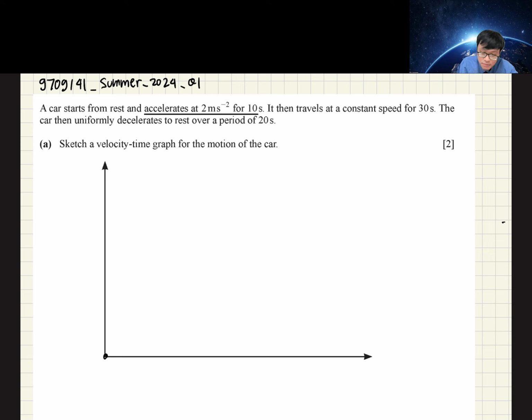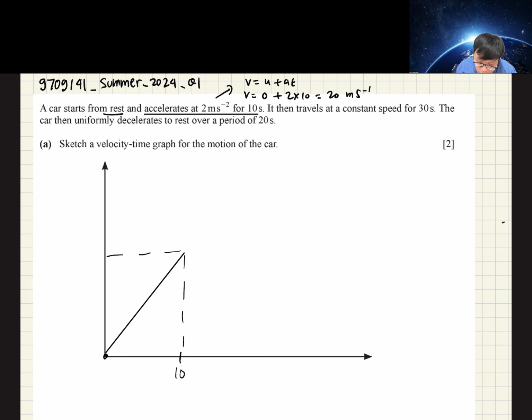So what velocity will it reach? We can use the SUVAT formula, V equals U plus at. So initially from rest, 0 plus 2 times 10. So it reaches 20 meter per second within 10 seconds. So this is 10, and it will reach 20 meter per second. This is velocity and this is time.